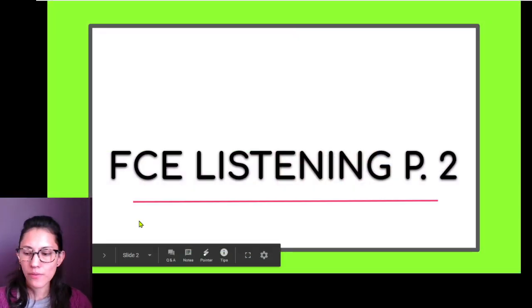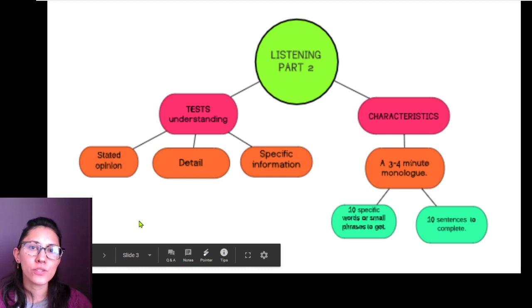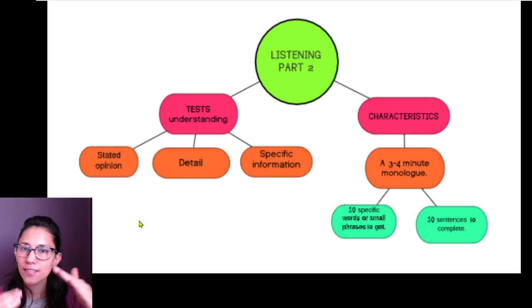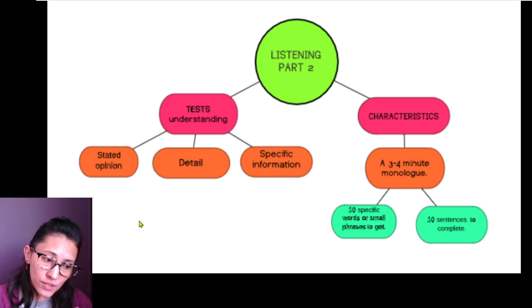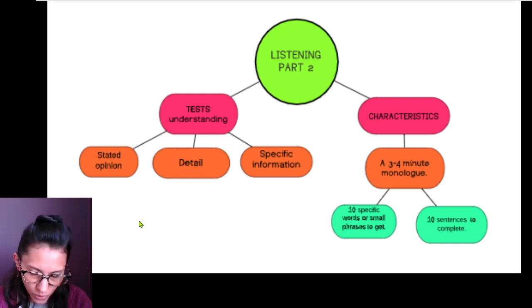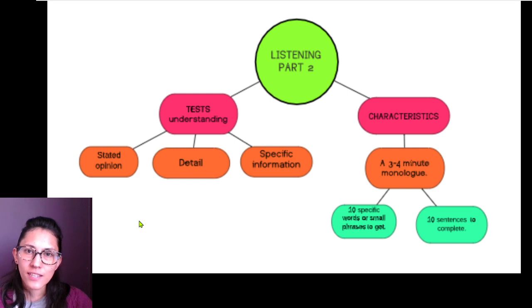What you need to know about this test is that you're going to listen to a monologue of around 3 to 4 minutes long, and you're going to have 10 sentences with a gap, and you need to find some specific words to fill those gaps in the audio, obviously. This exercise is testing your understanding of specific information, detail, and stated opinion.